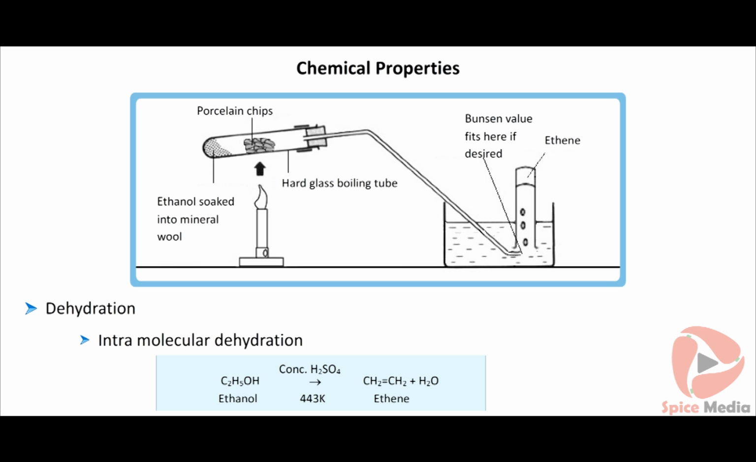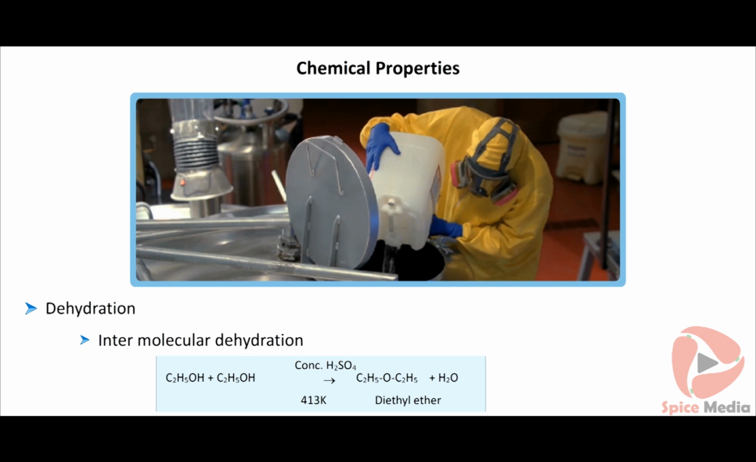Dehydration. Intramolecular dehydration: ethanol, when heated with excess concentrated H2SO4 at 443 K, undergoes intramolecular dehydration, that is, removal of water within a molecule of ethanol forms ethene. Intermolecular dehydration: when excess alcohol is heated with concentrated H2SO4 at 413 K, two molecules condense by losing a molecule of water to form ether, that is, removal of water from two molecules of ethanol forms diethyl ether.